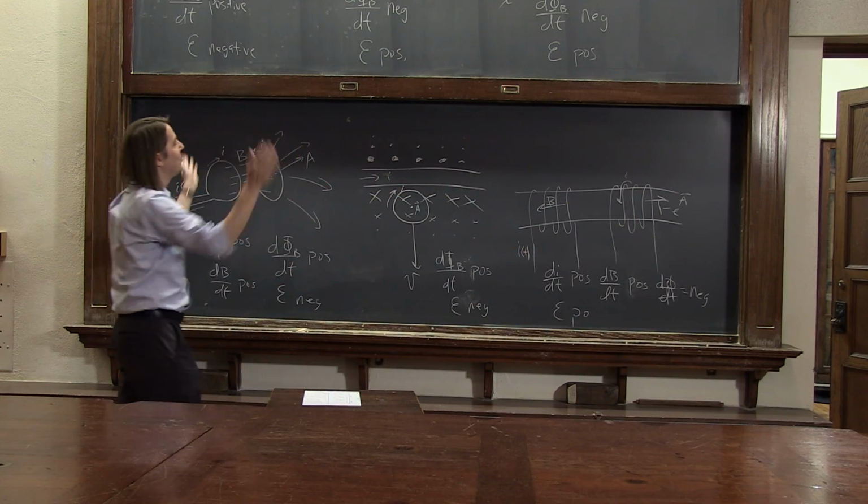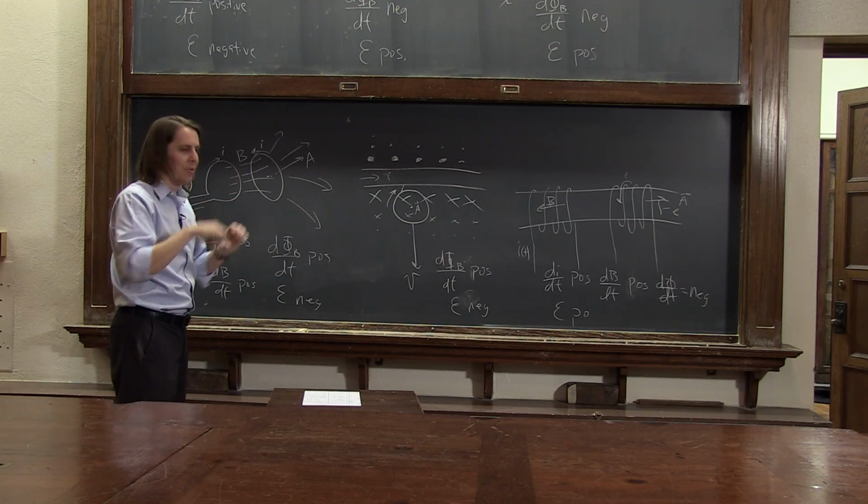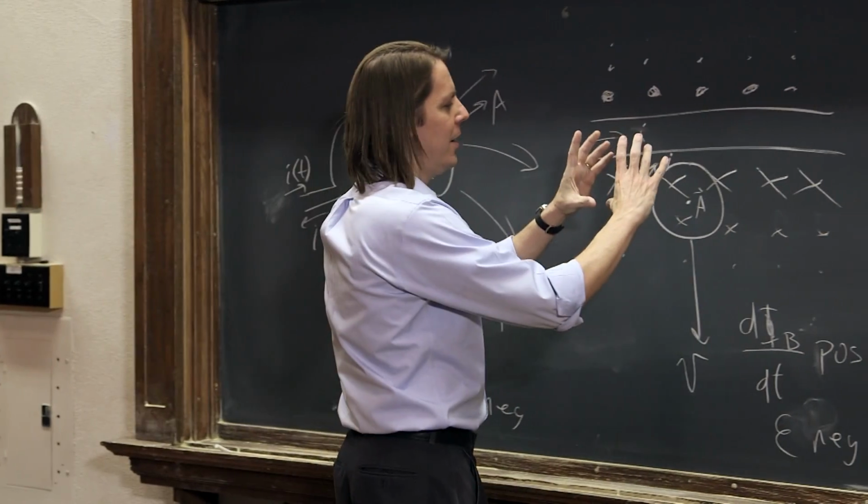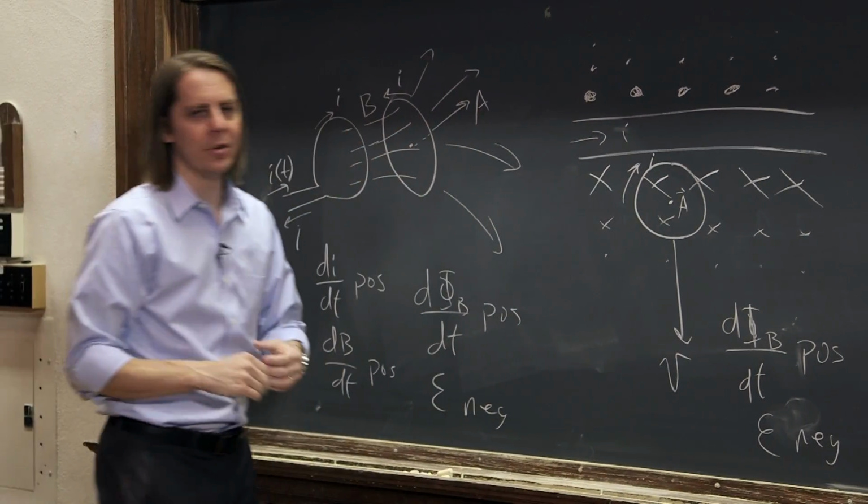So the point of all this is it's not just a permanent magnet going through a loop. You can do all kinds of different setups. Anytime you have the magnetic flux changing in a loop, you'll get an EMF.